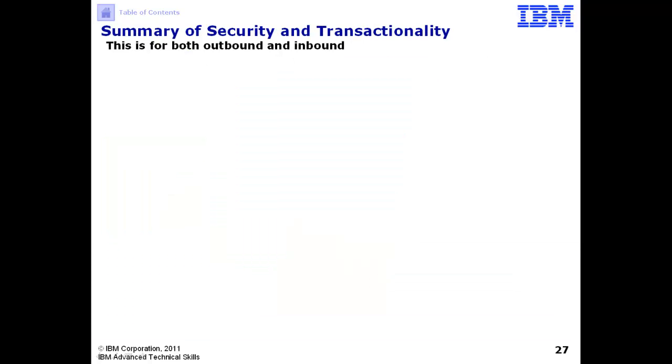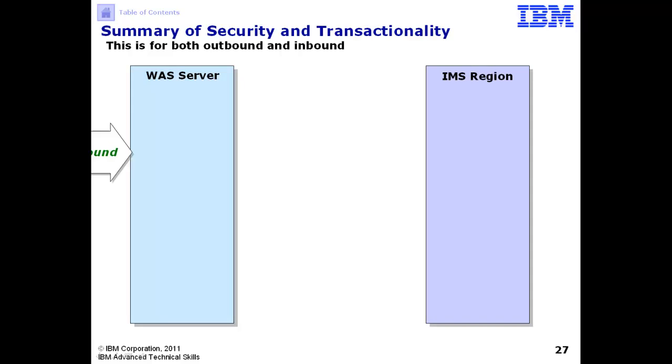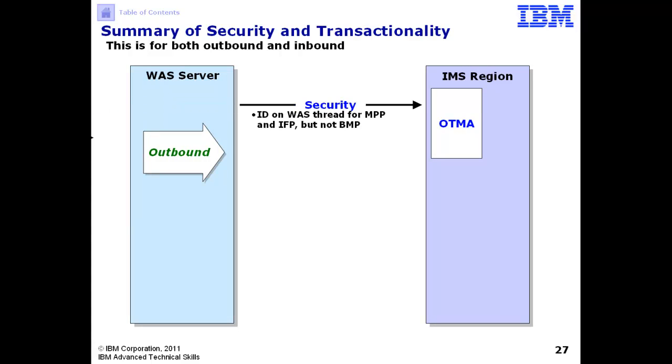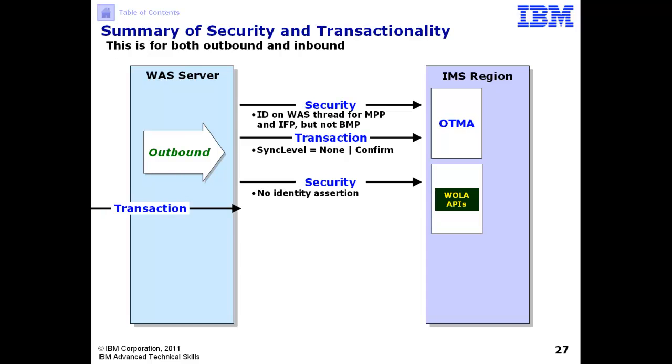Here's a summary of the security and transactionality support offered with WOLA and IMS for the various usage scenarios we just illustrated. For outbound over OTMA, you may assert the identity of the WAS thread for MPP and IFP, but not for batch message programs. At the present time, transaction is limited to sync on return or confirm only. If you bypass OTMA, you achieve better performance, but you may not assert the WAS identity or have any transactional propagation. That may be acceptable based on your requirements, so review what your design requires and architect your WOLA solution accordingly.